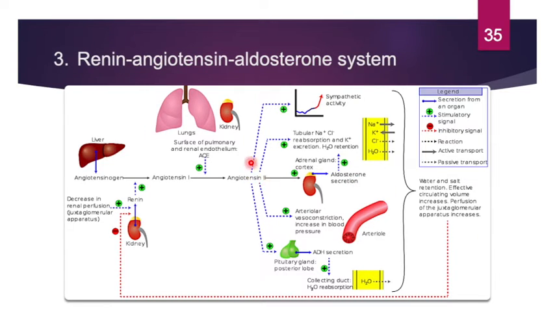Angiotensin II will stimulate sympathetic activity, stimulate reabsorption of sodium chloride, and excretion of potassium by the renal tubule. It also stimulates the adrenal gland to secrete aldosterone, whereby this aldosterone will also stimulate reabsorption of sodium chloride and excretion of potassium in the principal cell of the late distal tubule and collecting duct. Angiotensin II will also stimulate arteriolar vasoconstriction, causing an increase in blood pressure.